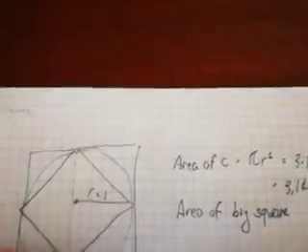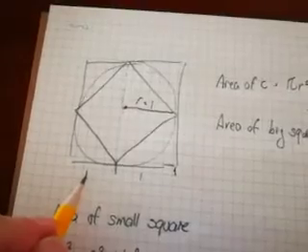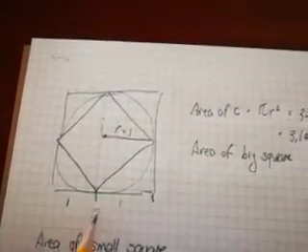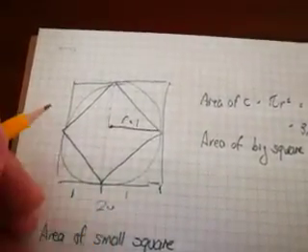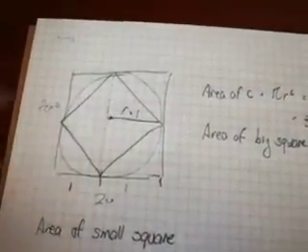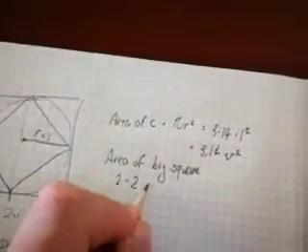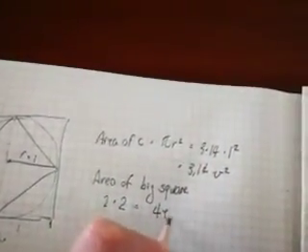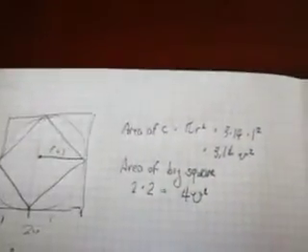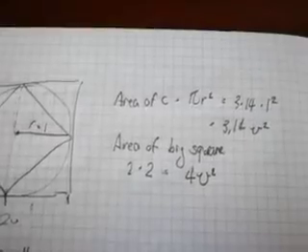Now the area of the big square is just as simple. So if we look down the bottom, if this is 1, then this must be 1 here. So the side is 2 units. And this side here must be 2 units. So it's just 2 times 2, which equals 4 square units. Okay? So that's the area of the big square.